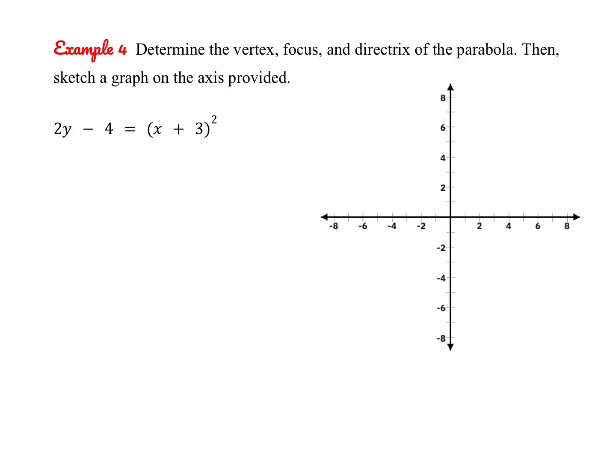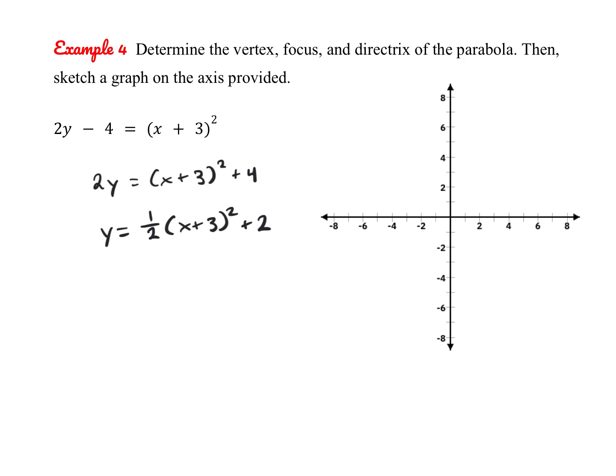All right, let's give another one of these a try together. So here, first thing I'm going to need to do is make sure this is in the correct form. So I'm going to start by isolating y. So I can add 4 to both sides. Then I could divide both sides by 2. So I have 1/2 times (x plus 3) squared plus 2. Don't forget to divide the entire side by 2.